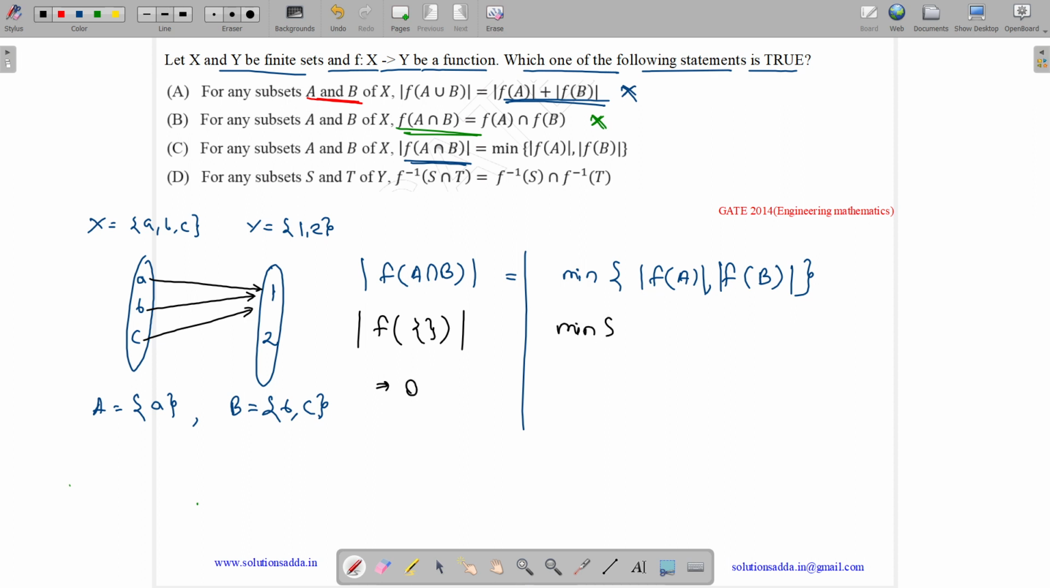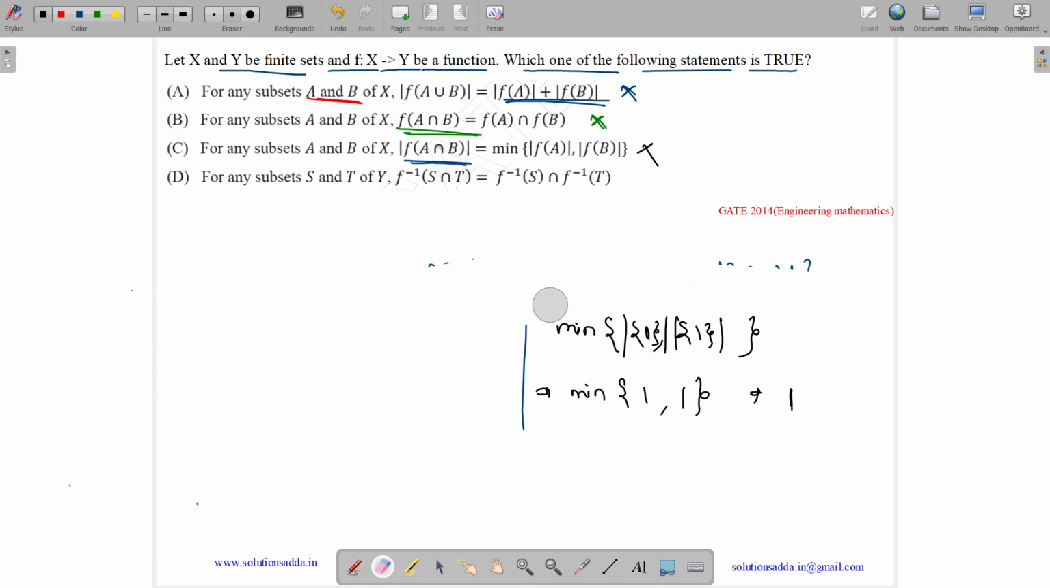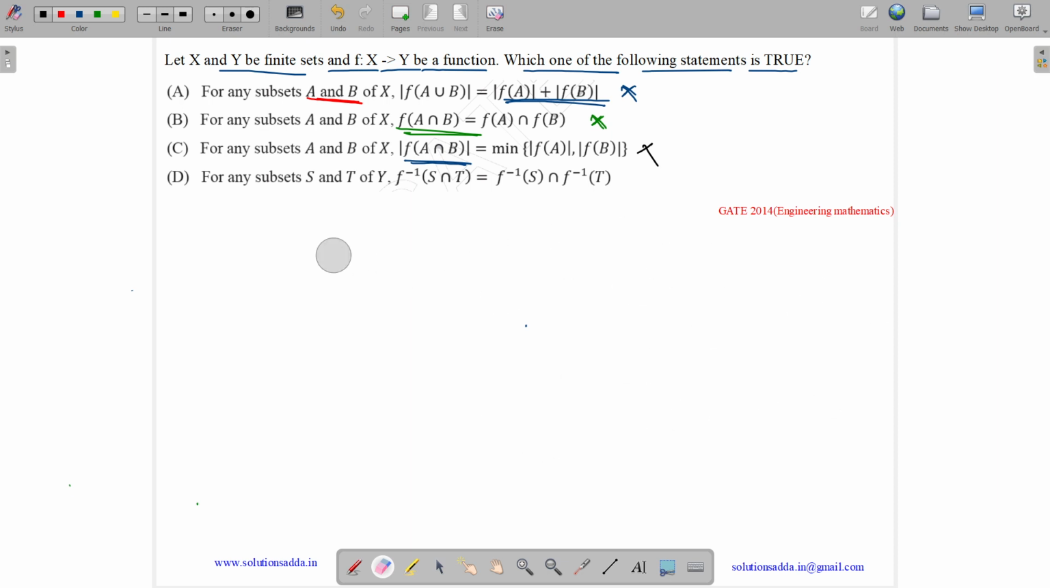Let us do RHS. It is min of f of A. f of A is f of small a, which is 1, so it comes out to be 1. And f of B is also 1. Min of their cardinalities: cardinality of the first is 1 and the second one is also 1. So min of this is 1. So LHS is not equal to RHS. So this is also false. Now let us see option D. By default option D is true, but let us see it.